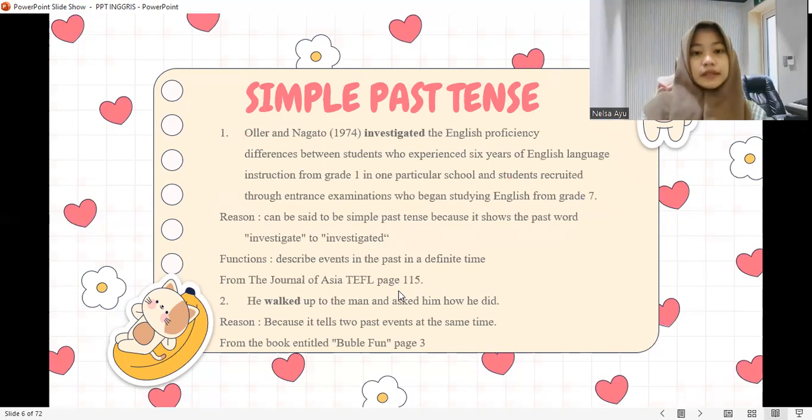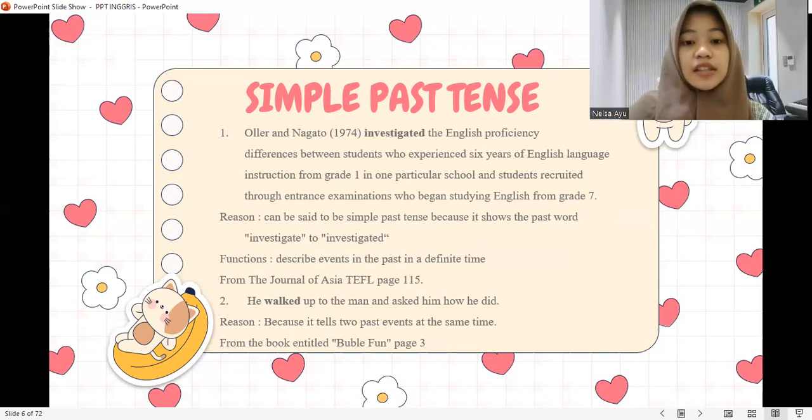For the example, number one, Oler and Nagato investigate the English proficiency difference between students who experience secure of English language instruction from grade 1 in one particular school and student recruit through extract examination who begin studying English from grade 7.